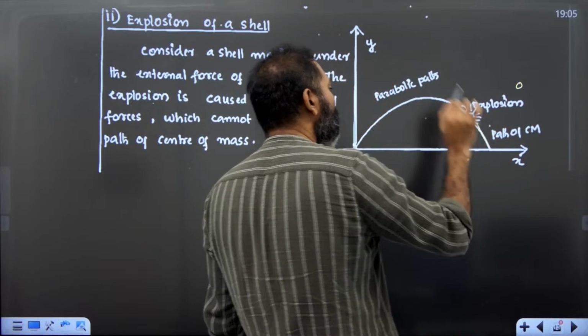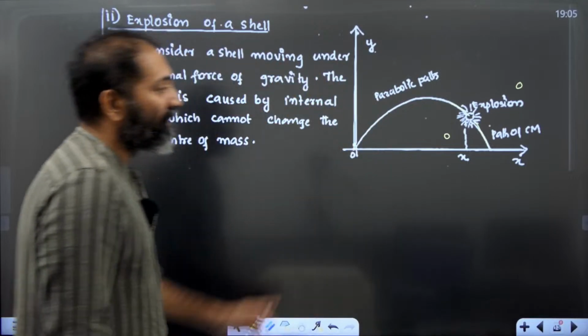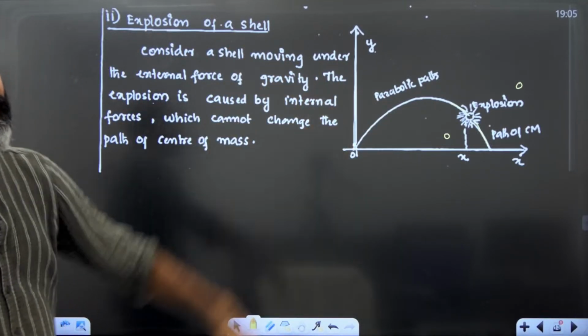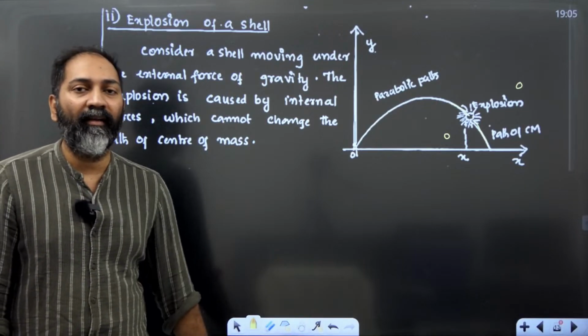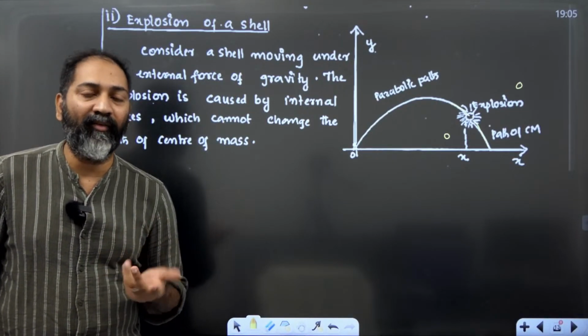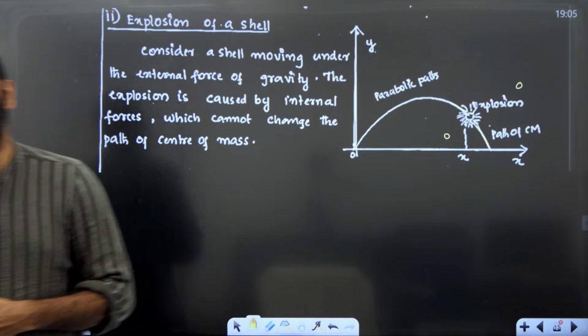So what happens to the center of mass? The center of mass will continue in the same position. The path of the center of mass will be the same only, because the explosion of the bomb shell is due to internal forces. Internal forces cannot change what? Center of mass.